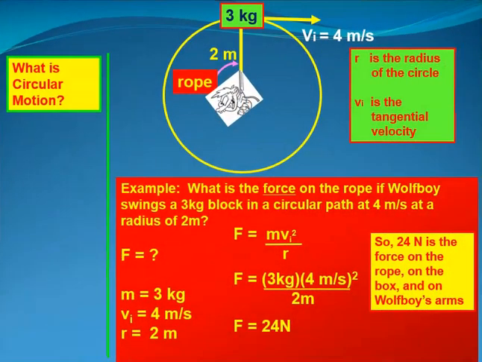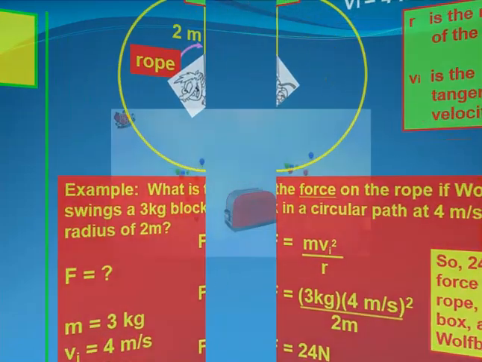So what is the force on the rope if Wolf Boy swings a 3-kilogram block in a circular path at 4 meters per second at a radius of 2 meters? The acceleration is going to be the same, 8 meters per second squared, and now you multiply that by the mass of the block, 3 kilograms, and that will give you 24 newtons. So 24 newtons is the force on the rope, it's the force on the box, and it's the force on Wolf Boy's arms. They all are exerting a force of 24 newtons.